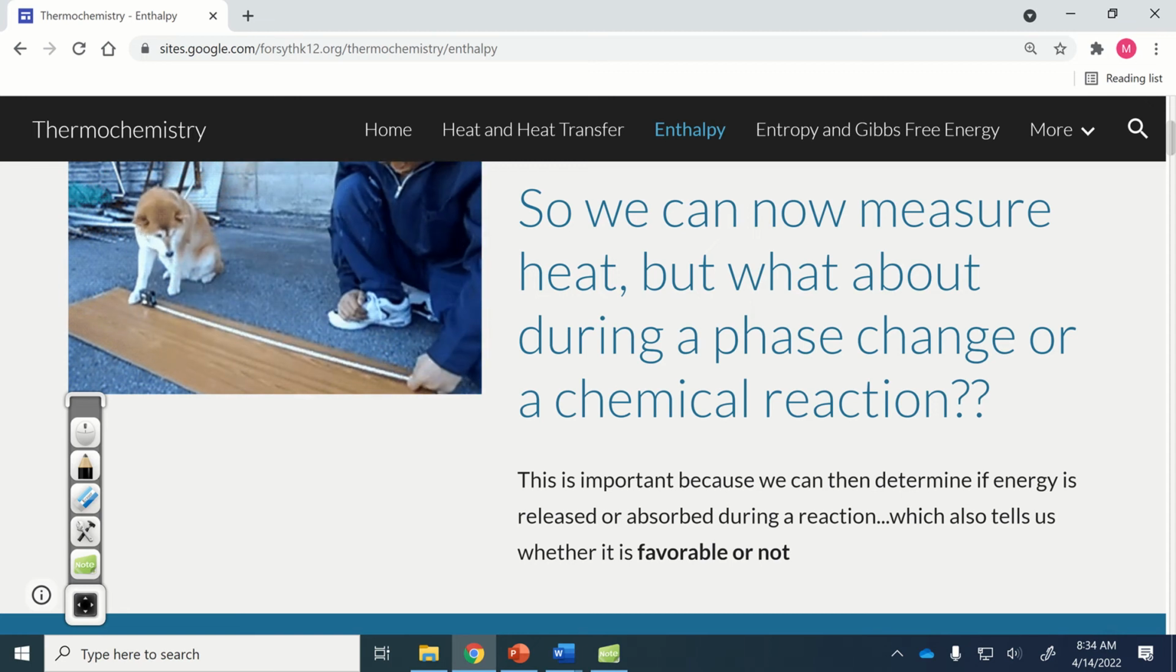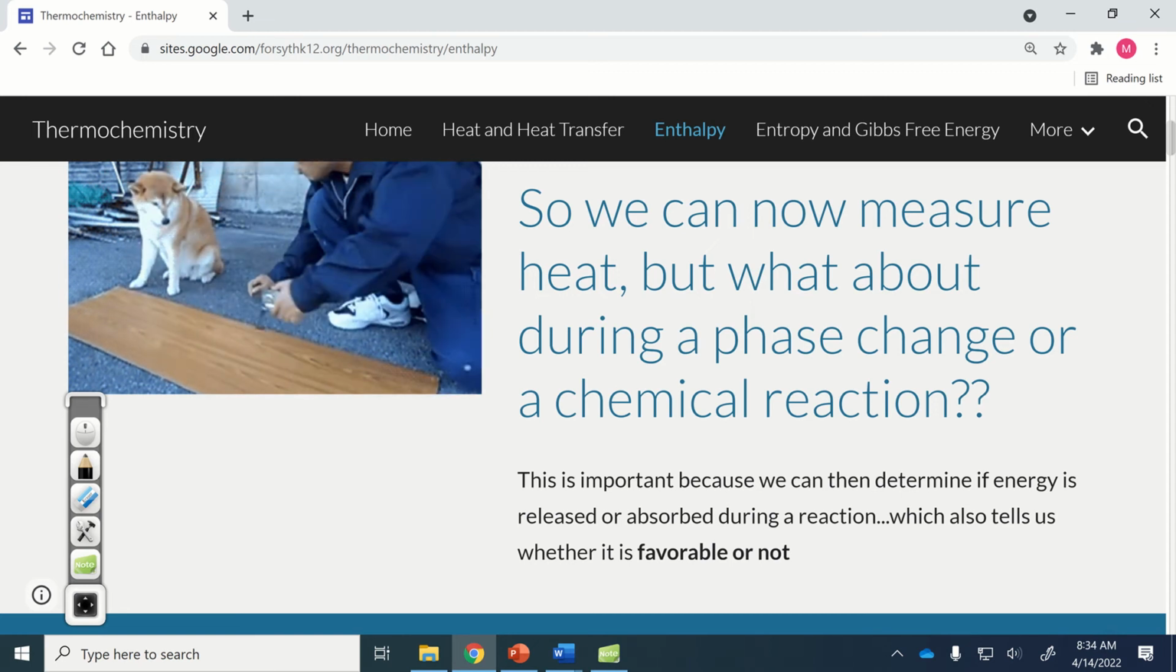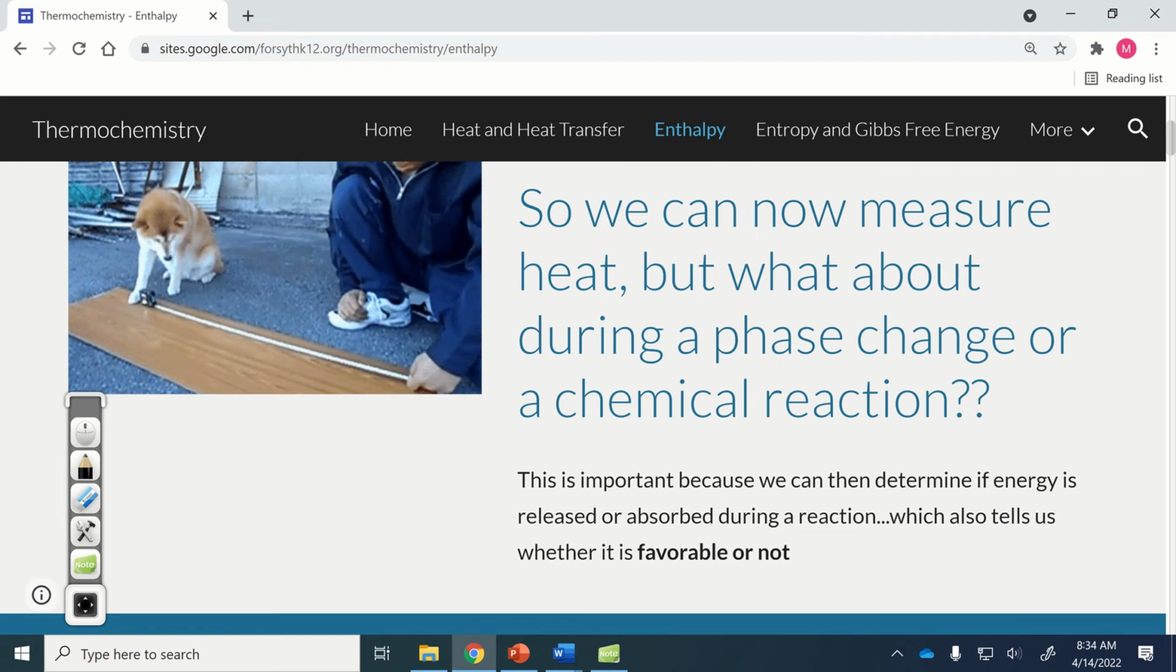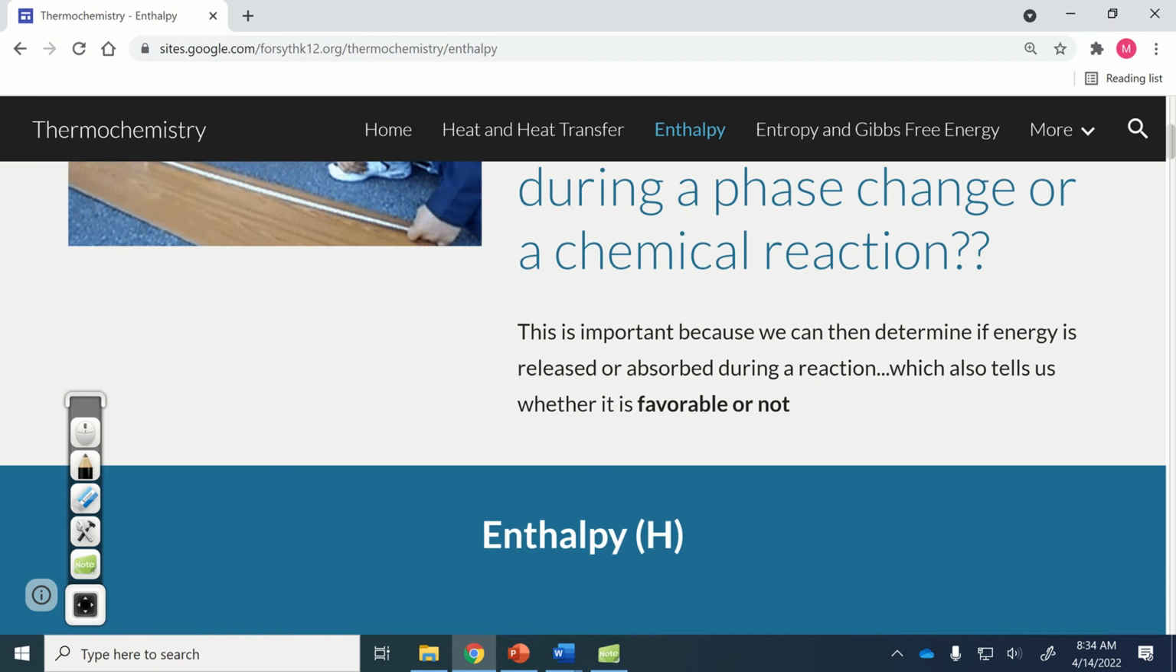So that's why we call it something that is favorable, versus a chemical reaction where you might have to add heat into it to make it occur, all right? And that would be considered not favorable because you're increasing the energy.